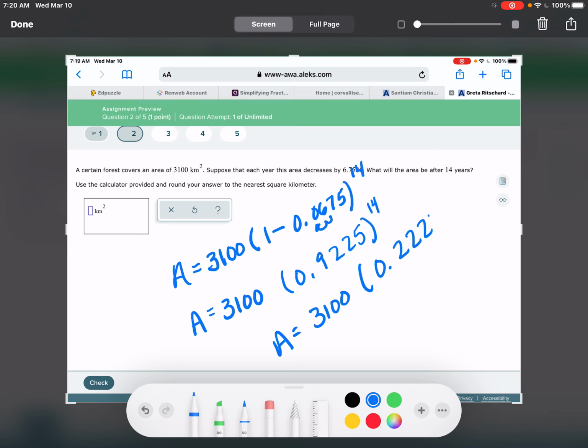I'm not sure I heard her right. Alexa, what is 3,100 times 0.2222? 3,100 times 0.2222 is 688.82. Okay, I think there was a decimal here. It said round to the nearest square kilometer. Not totally sure that the math went right with Alexa there, but that seems reasonable that after 14 years and we're decreasing, we're down to 688 square kilometers. That could very well be true. But this is definitely the math you want to do, and hopefully you have a better calculator handy than I do.